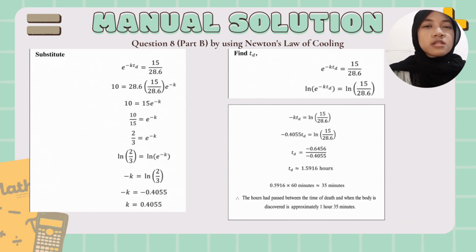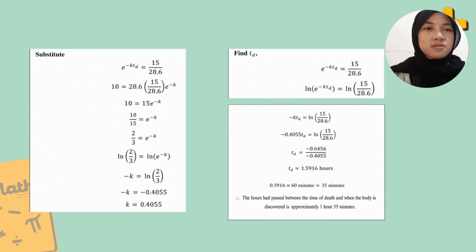Therefore, the time elapsed between the victim's death and the discovery of the body is approximately 1 hour and 35 minutes. In conclusion, based on Newton's law of cooling, the victim had been dead for approximately 1 hour and 35 minutes before the body was discovered.